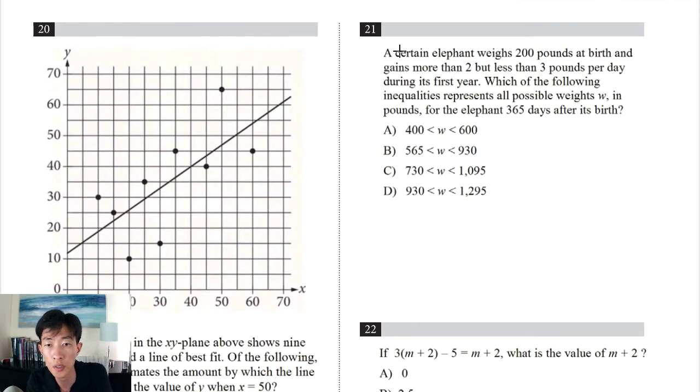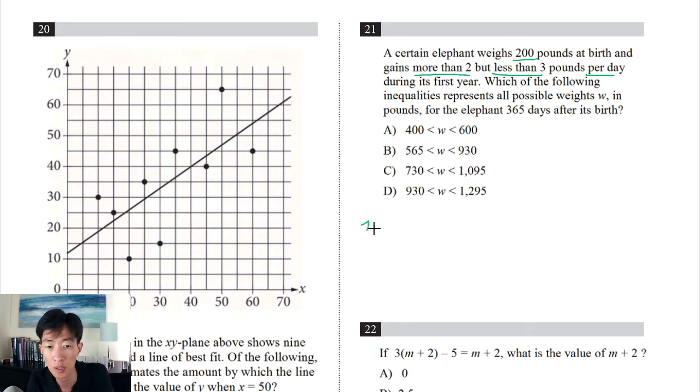Question 21. A certain elephant weighs 200 pounds at birth and gains more than 2 but less than 3 pounds per day during its first year. Which of the following inequalities represents all possible weights in pounds for the elephant 365 days after its birth? So given the fact that all the answers are a range of values, what we can do is calculate how much the elephant would weigh if he had in fact gained only 2 pounds per day, and if he gained only 3 pounds per day, and that should lead us to the answer.